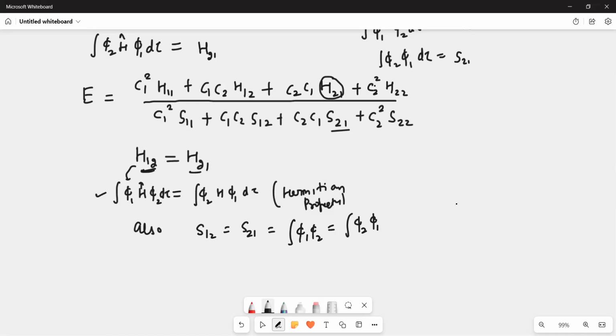Suppose you have two wave functions, e raised to power iota phi 1 and e raised to power iota phi 2. If you multiply these two by changing the order, you will get the same result. That's why these integrals are equal. So we are using this property now in the above expression. If you have any question, you can ask.